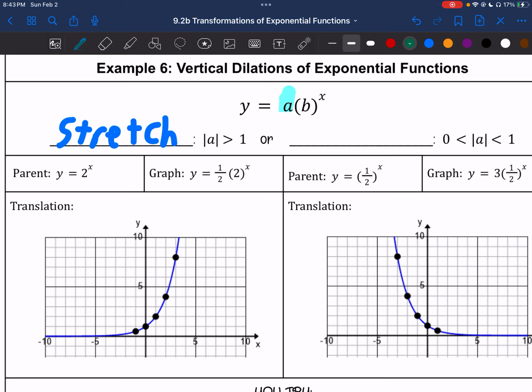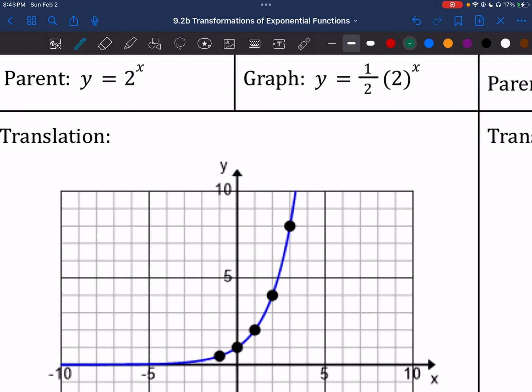If our a term is between 0 and 1, the absolute value of it is between 0 and 1, that is a compression. Meaning it is going to be shrunk down vertically. We're pressing it down. We are not taking as big of a jump because that value between 0 and 1 is a fraction. We are cutting something in half or in a quarter or in a third, and that is going to mean we're not going to grow quite as rapidly. So let's look at some examples.